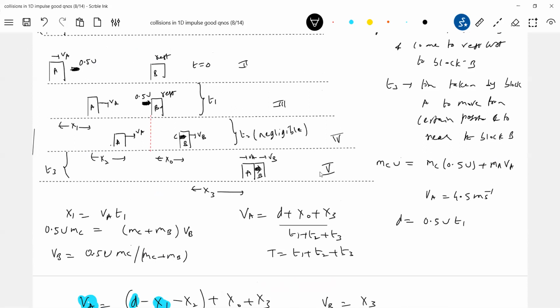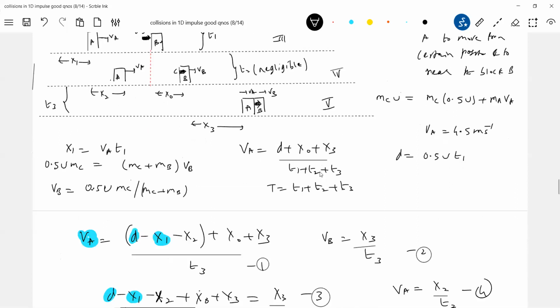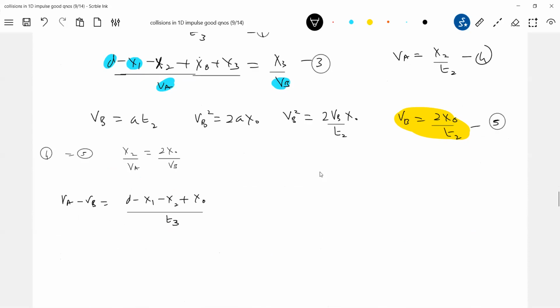This will be plus x0 plus x3. It should be x3. So D minus of x1 minus x2 plus x0 plus x3. So we know VA, VB, D, x1, and we got x3 in terms of x0. That I'll substitute. And x naught in terms of x2, I got it. I'll substitute, and I'll now get x3 in terms of x2. Solving this, solve for x2 now.